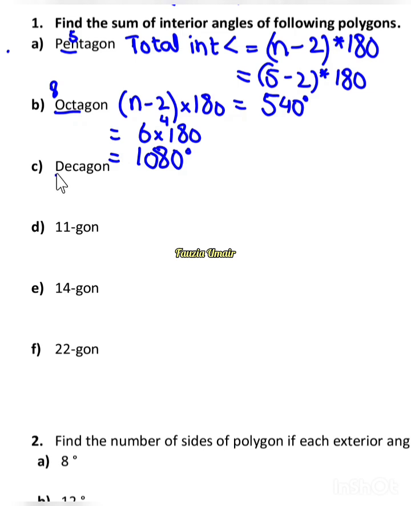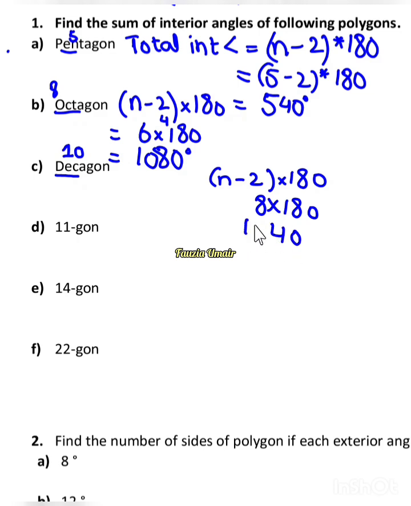Now let's find out how much the interior angle is for a decagon. A decagon is a 10 corner shape, so n is 10 here. The formula is (n minus 2) into 180. N in this particular case is 10. So 10 minus 2 would be 8, into 180. If you calculate it, it would be 1440 degrees. So if it's a 10 corner shape, the total interior angle is 1440.